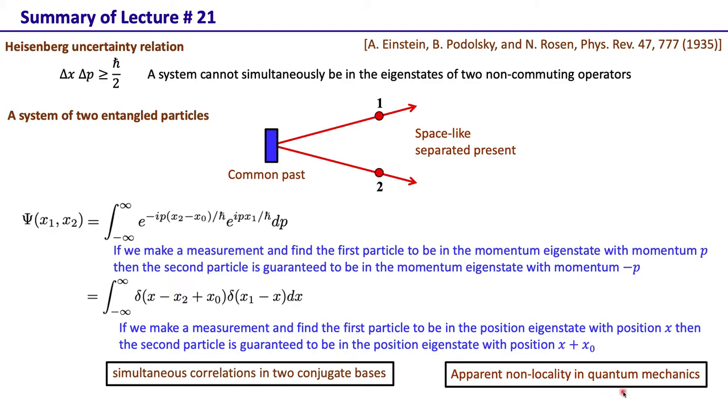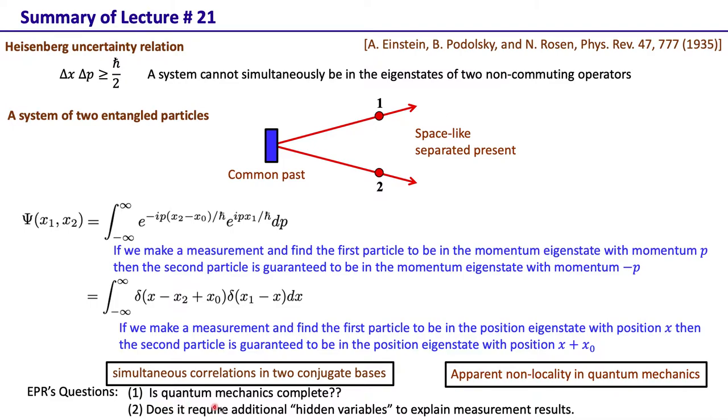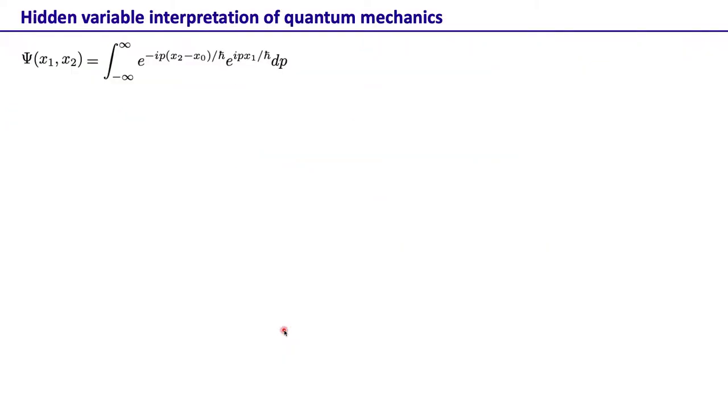So this is an apparent non-locality in quantum mechanics, and this is what was pointed out by Einstein, Podolsky and Rosen. And as a result, they asked two questions: whether quantum mechanics is complete, and whether it maybe requires additional hidden variables to explain the measurement results. So this was their suggestion that maybe we need an alternative theory that would be able to explain the measurement result, but still will not have features such as non-locality. So the hidden variable theory was basically an alternative approach to find an alternative theory that will be free of all these complications.